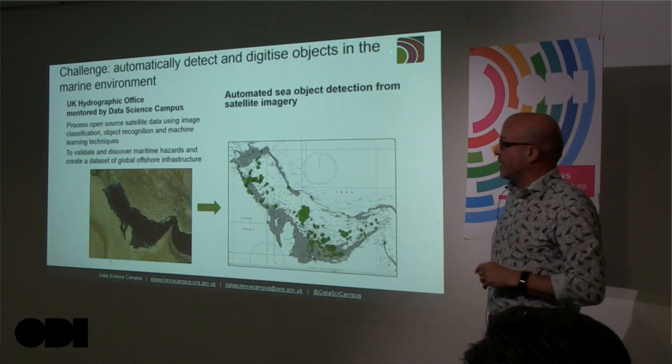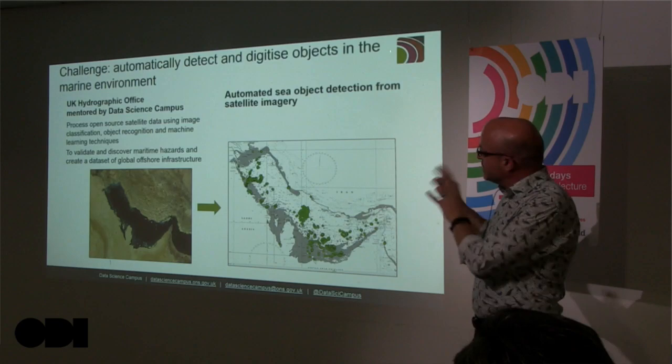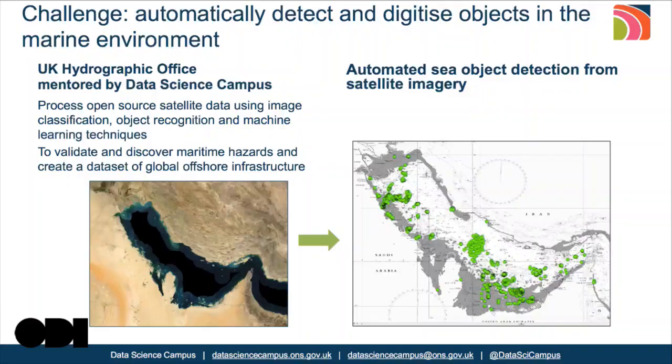Second project I want to talk about is something a bit different. This is something that came out of the Data Science Accelerator that I talked about. So it's not an ONS project, this is something from the Hydrographic Office.